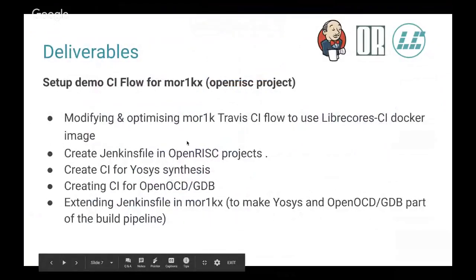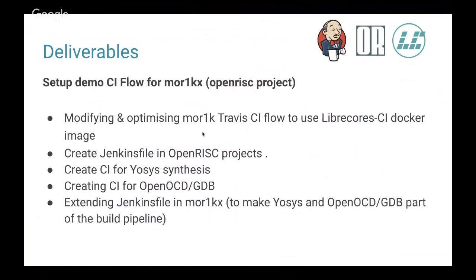Coming back, so this was a brief introduction about the whole process. Now, coming to the deliverables, I focused on modifying the mor1kx Travis CI flow to use the LibreCores CI Docker image because it just speeds up the process. Then we wanted to create a Jenkinsfile in the OpenRISC project so that we can have a faster process with Jenkins, and creating CI for Yosys synthesis. Yosys synthesis is a tool which provides monitoring of resource usage. It gives you all the printed statistics of how many wires we have, or CPU, or the resource usage we have.